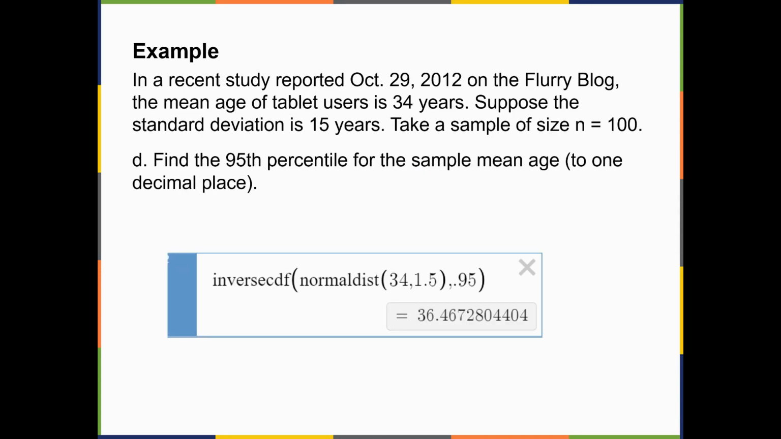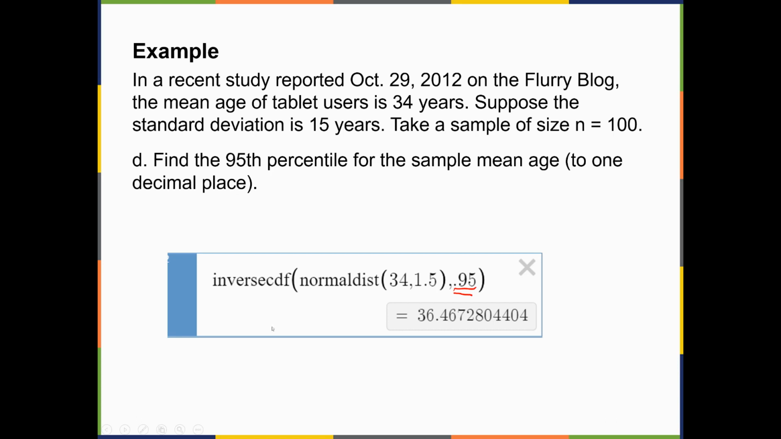So just like with normal distributions, you can find the percentiles the same way with this. It all still behaves just like a normal distribution. So if we want to find the 95th percentile for the sample mean age, we would use inverse CDF in Desmos just like we did before. Normal distribution 34, 1.5, putting in our percentile. And the 95th percentile for the sample mean age is 36.5 years. If you went back and calculated the 95th percentile for just the tablet users' age, it would be much higher than that. Because remember, we're averaging all those 100 ages.